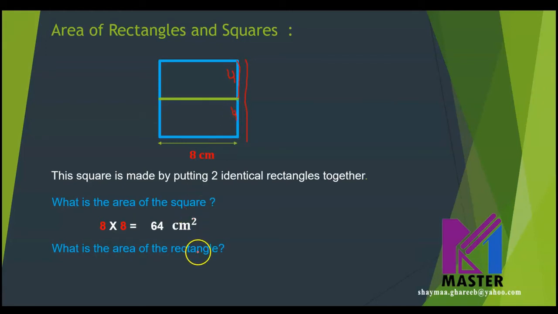So in order to calculate the area of a rectangle, I can just multiply the 4, which is the width, times the length, which is the 8. So 8 times 4 equals 32 centimeters squared. Don't forget the unit. Or I can divide the 64 by 2, which is 32 centimeters squared. Is this clear?